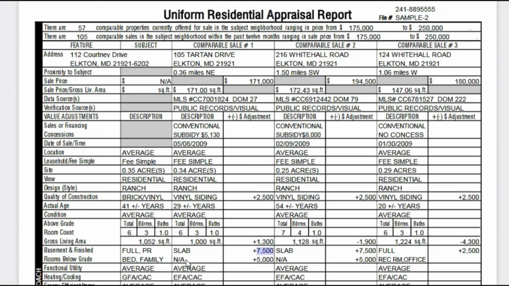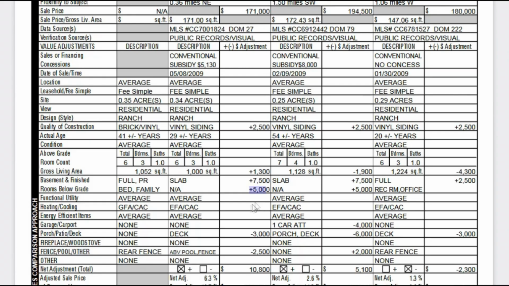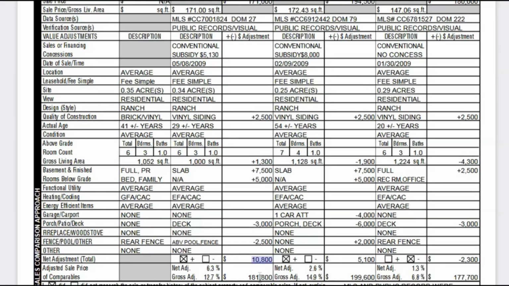Rooms below grade, this one doesn't have any because it doesn't have a basement, so another upward adjustment of $5,000. Then this is comparable. The subject property doesn't have a porch or deck, but the comparable does, so then they have to make a downward adjustment. And this is their decision, how much they do this for. Fence, this one has a fence. This one has a pool, okay? So this one doesn't have a pool, so they make a downward adjustment. And then after they made all these adjustments, this one has to be adjusted by 10,800. So you take 171 plus this, and it gives you this value.